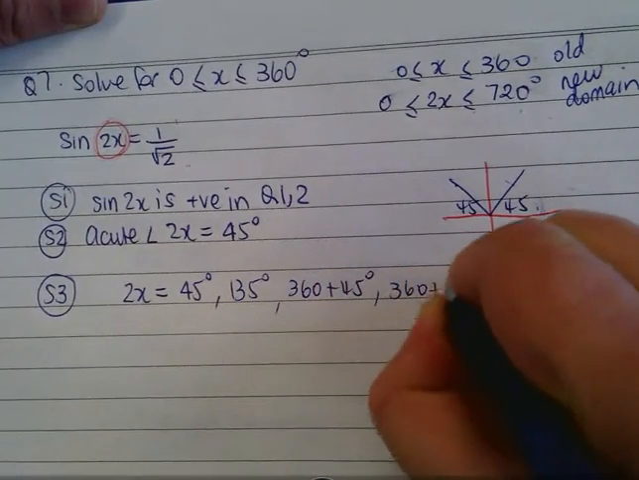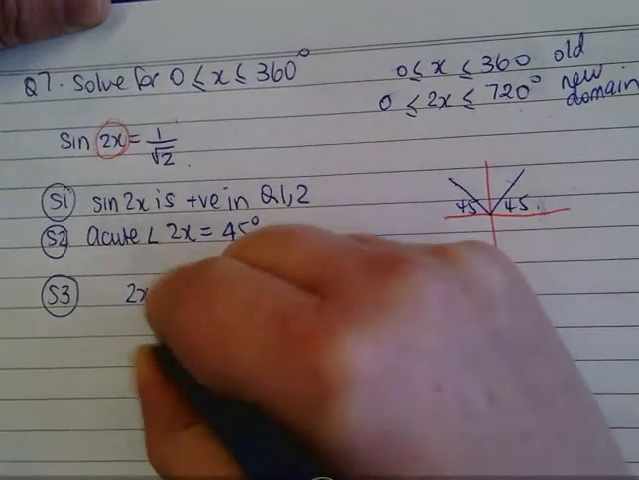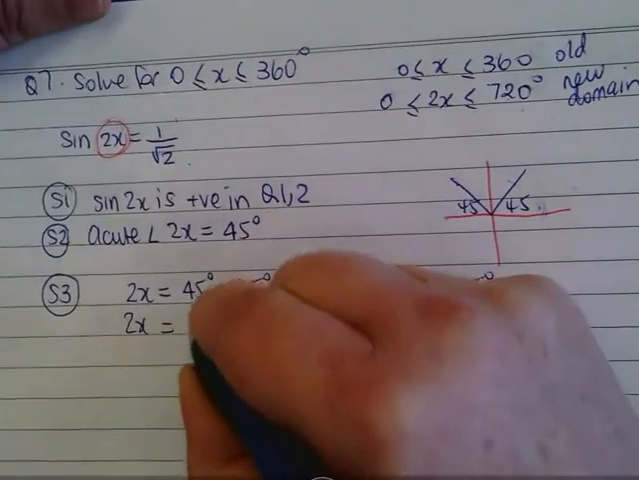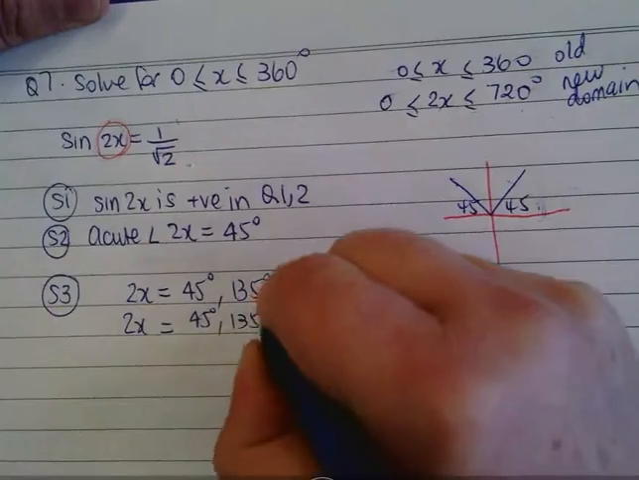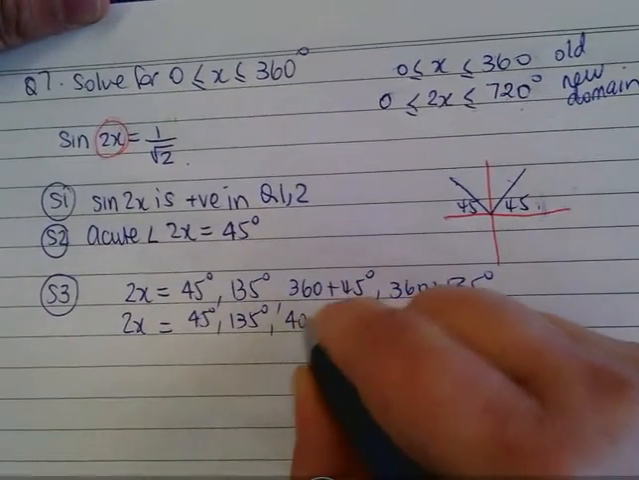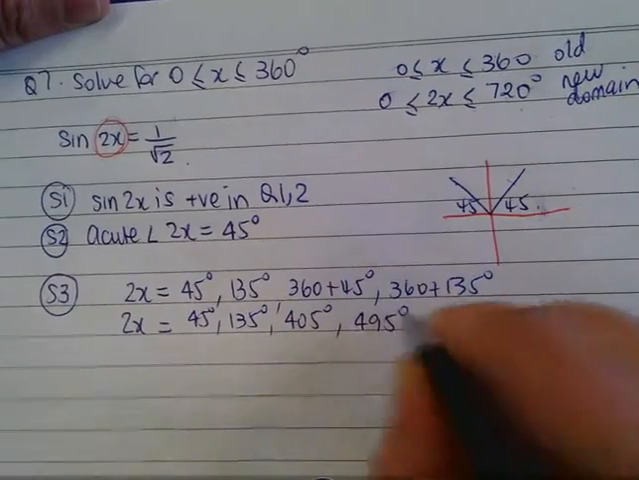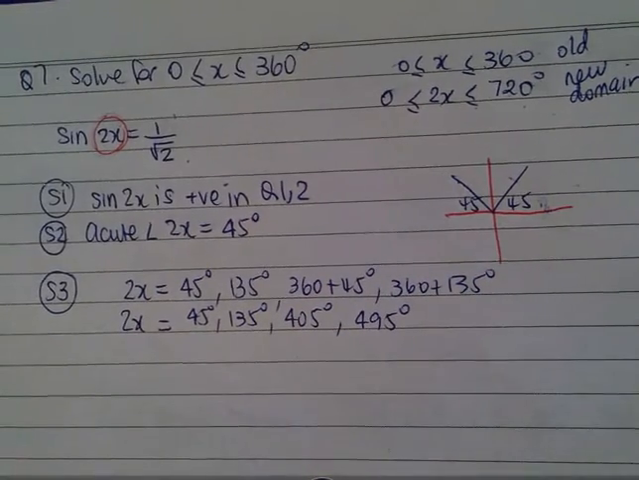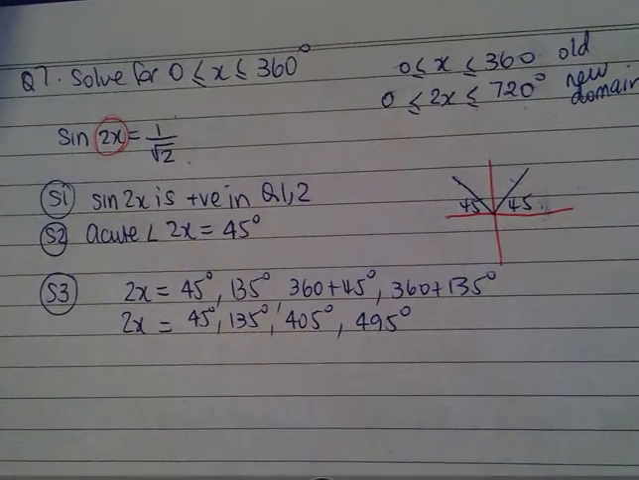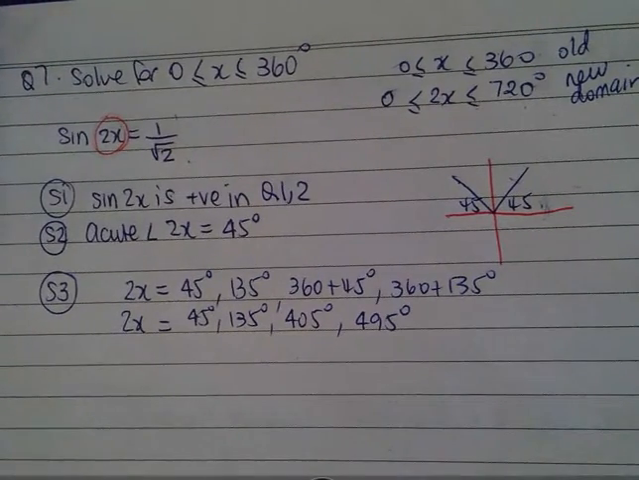and 360 plus that. So you work out what 2x is, and you get 45, 135, what else? 405, 495. That's what 2x is. What do you think the last step is? Divide by 2. So girls, everything's the same. Just the last step, divide by 2.